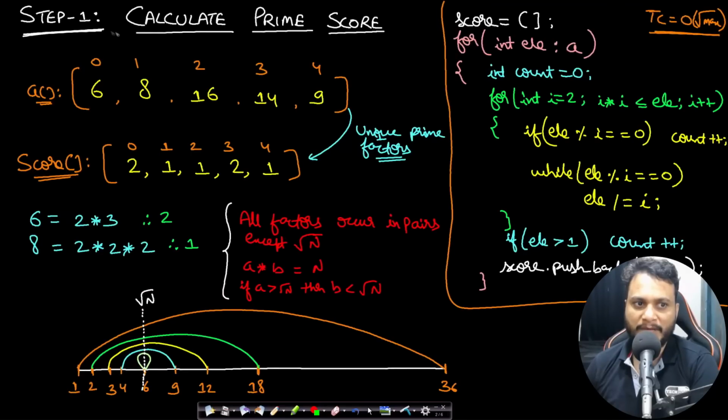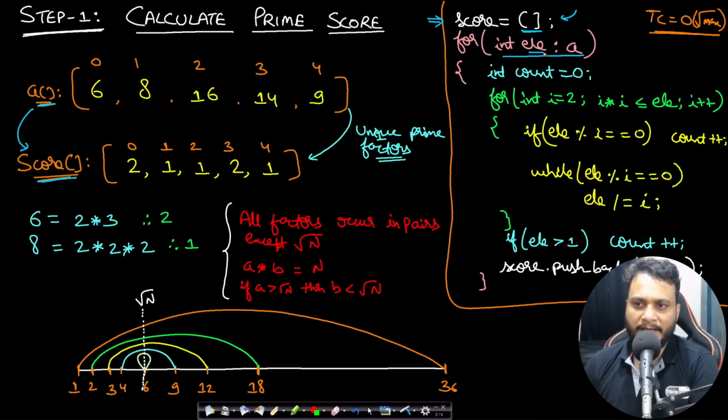to calculate the prime score for the given array. Now in this case, the array given is, let's say, 6, 8, 16, 14, 9, and if you calculate the prime score for each of these elements, then you can easily apply the prime factorization method using a simple square root of n approach. You can take the score value to be empty currently, and then you iterate over each of the items.